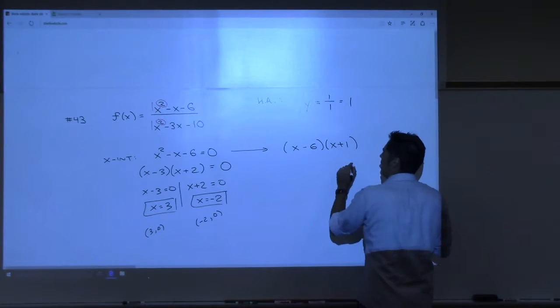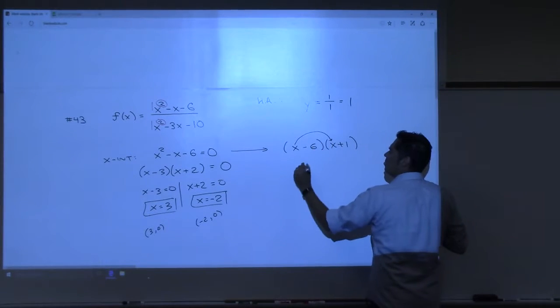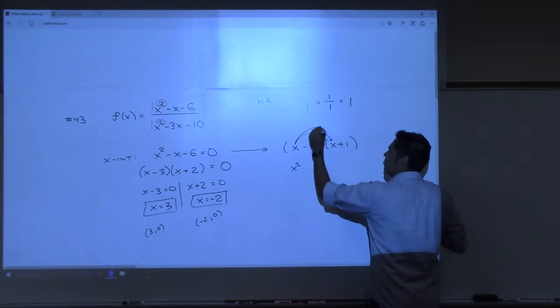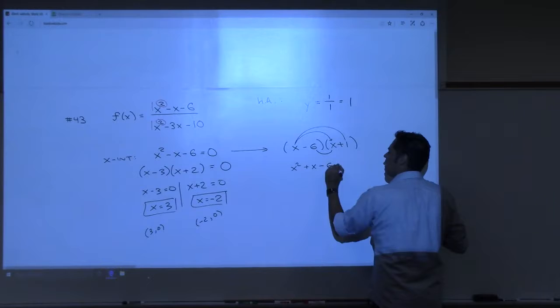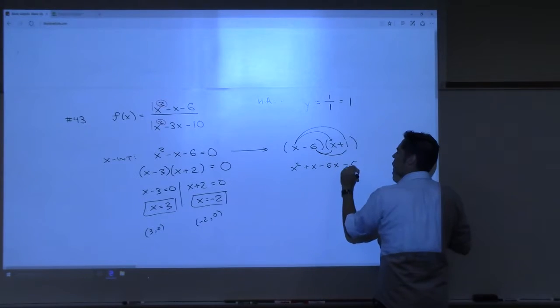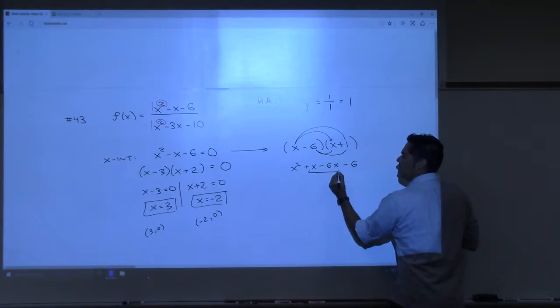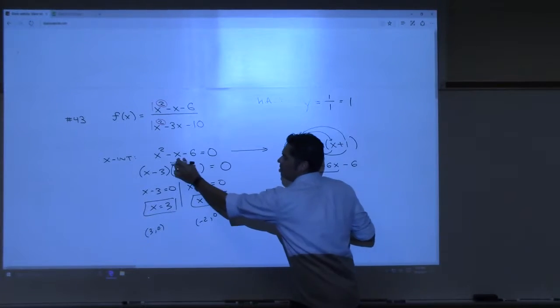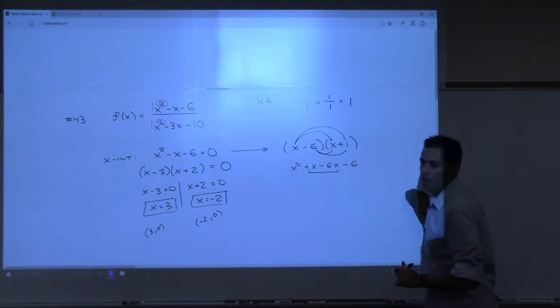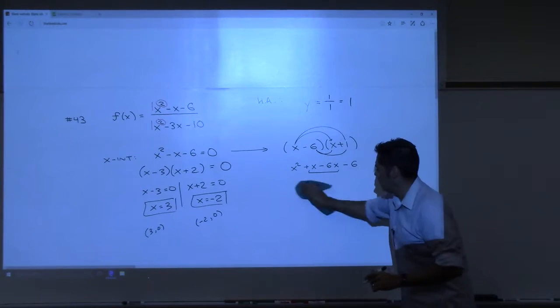Let's just double check that. If you multiply here, you get x squared. Here you get plus x. Here to here you get minus 6x. And here to here you get minus 6. The problem is that these two together is negative 5x, right? And you're wanting negative 1. So common mistake.